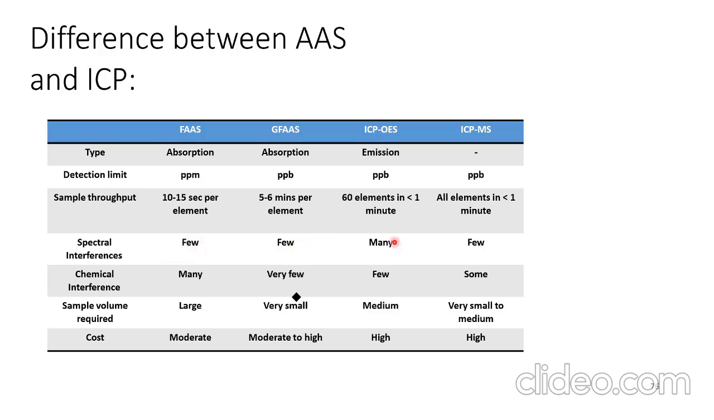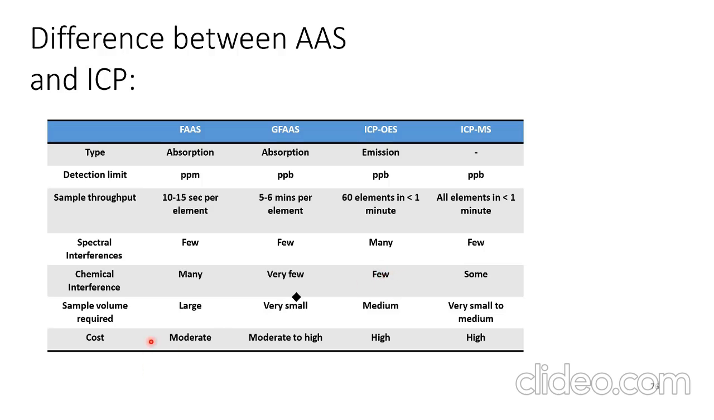But in the ICP-OES, spectral interference will be high, and in the ICP-MS again the spectral interference is very low. Then chemical interference. In the case of FAAS, these are very high. Chemical interference will be high. But in the case of ICP-MS, very little interference will be there. And in the case of GFAAS, the interferences are very few. However, in the case of ICP, these are very few.